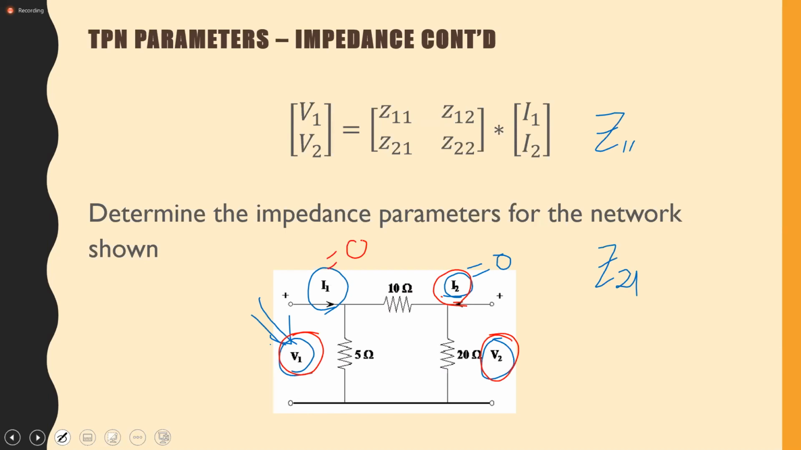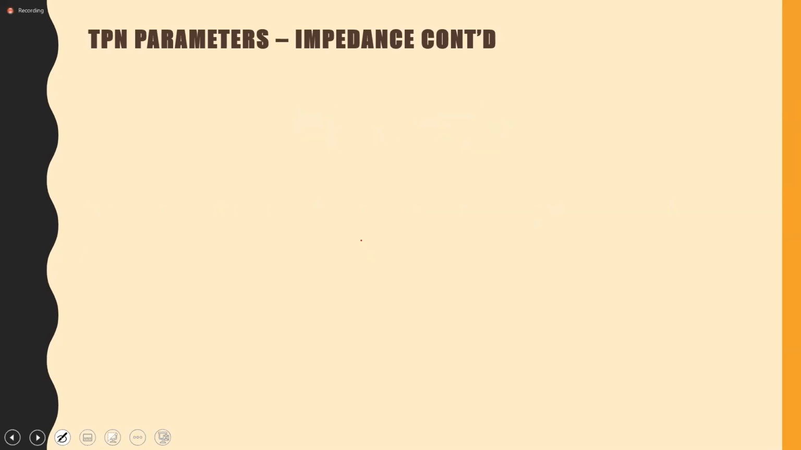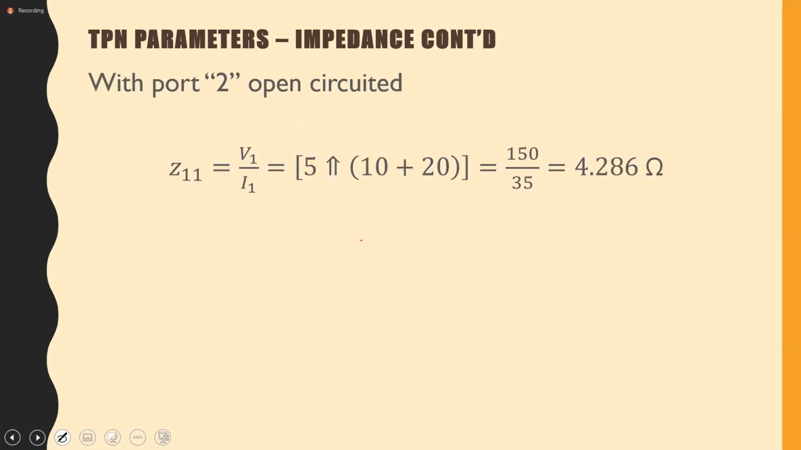So let's jump into that. So with port 2 open circuited, V1 over I1, which is the impedance looking into that port, will now be 5 in parallel with 10 in series with 20.